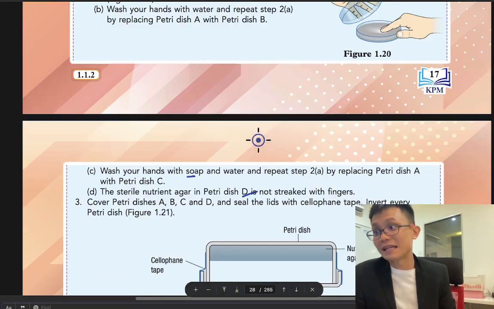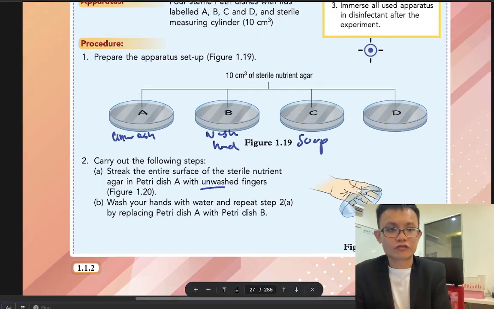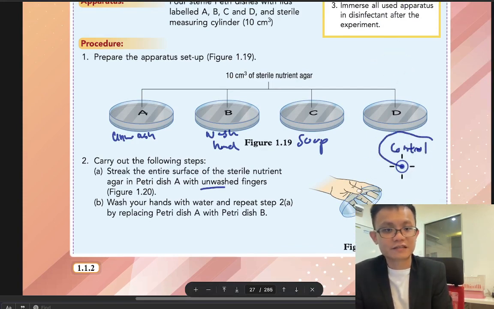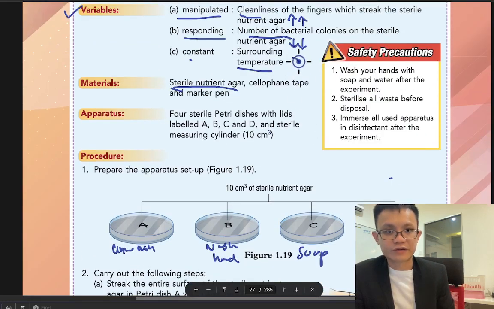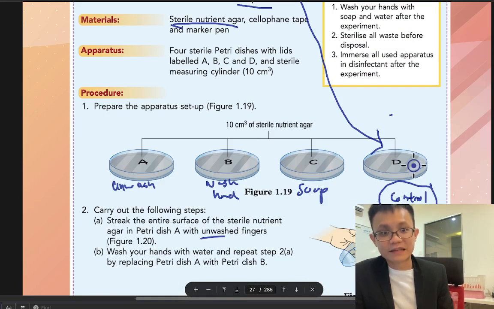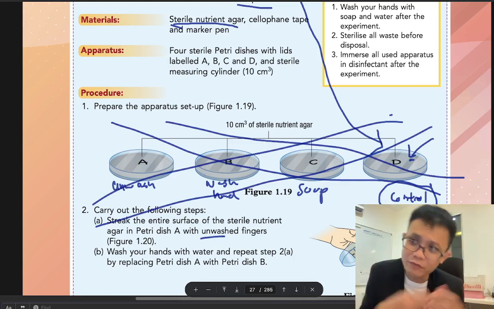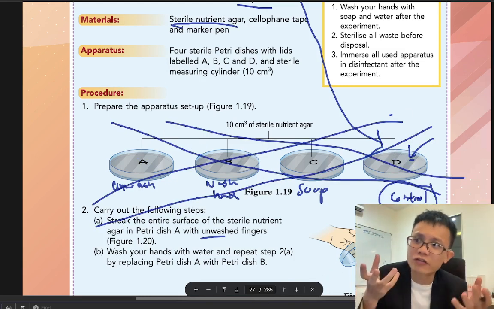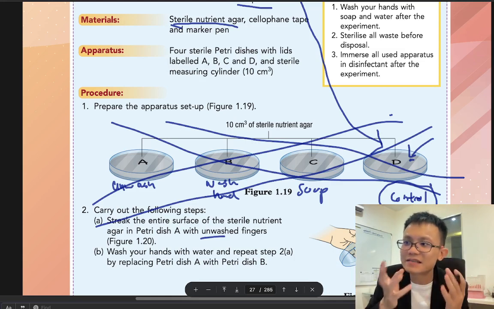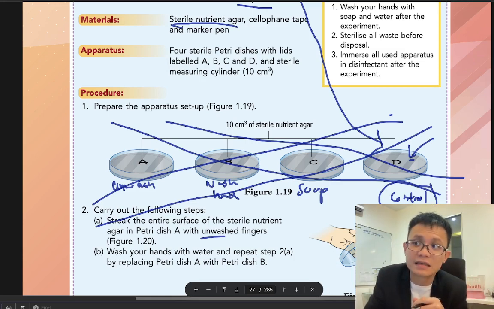D, okay, so D is where he didn't touch. D is a control, right or not? Control means you don't touch it. It's a control experiment that you do here. Because why do you want to put a control? Let's say here grows bacteria. Here got bacteria, means this whole experiment failed already. Cannot use already, because it is a control. Then why do you have a control? People will ask, why does your control variable have bacteria? It means something is wrong with your experiment already. So we need to do it again and test again.